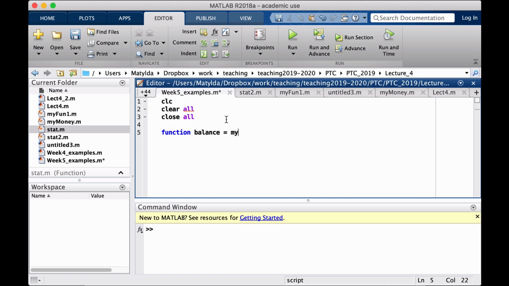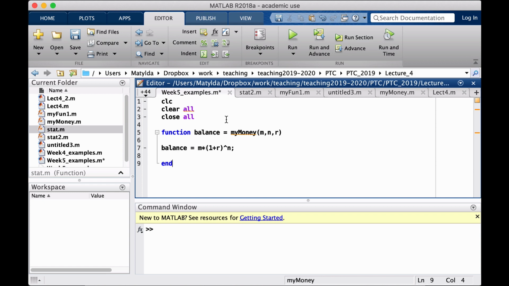So again, we have to start from defining the function, and I was saying that the output will be balance, the function will be called my money, and it will need the amount of money initially deposited, number of years to be kept, and the interest rate. And then I was saying that the formula was m times 1 plus rate power n. And now since my function is actually part of the script file, I have to end it with an end. That's a requirement in here.